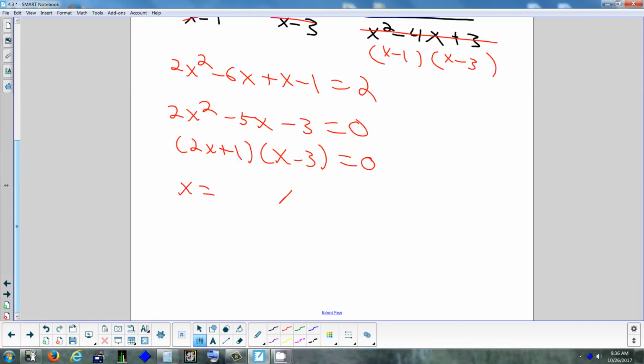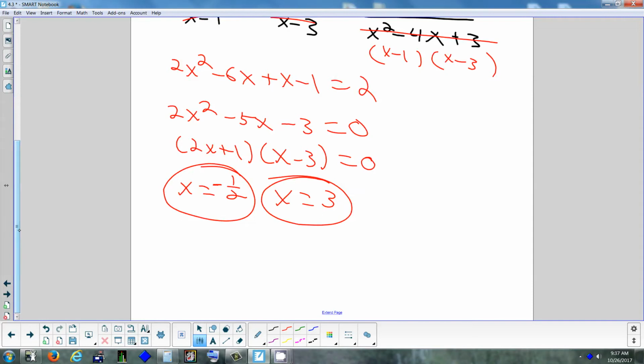Okay. Caleb, if I set the first factor equal to 0, what would I get for x? X equals -1/2. Good, -1/2. If I set the second factor equal to 0, Tanya, what do I get? 3. And those are our answers.